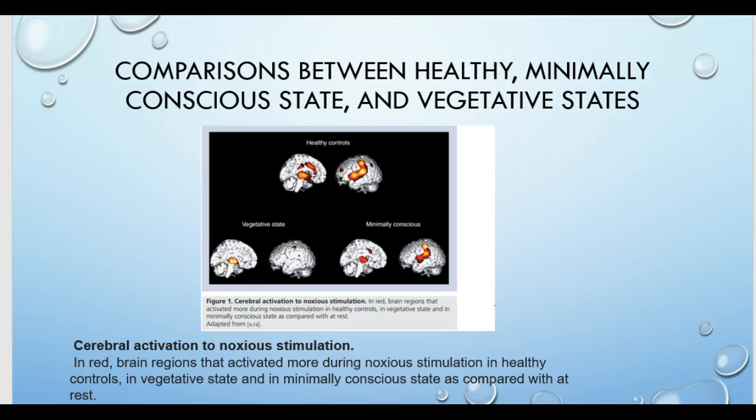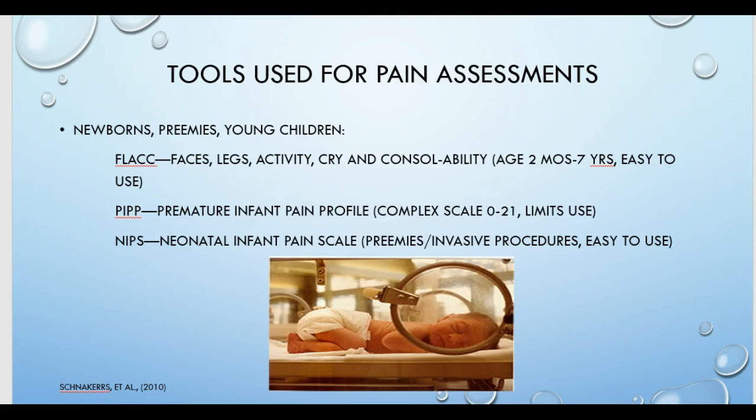Here are some typical pain scales and tools used for the very young patients, premature infants, newborns, and younger children. The FLACC scale has been in use for some time, and it's the faces, legs, activity, cry, and consolability, generally for ages 2 months to 7 years for those who are considered pre-verbal or cannot report their pain. And because it is a 0 to 10 scale, it's easy to use and determine a likely threshold by the rating that you get.